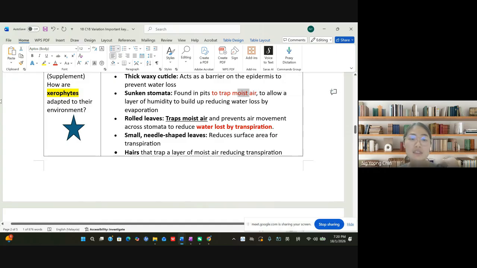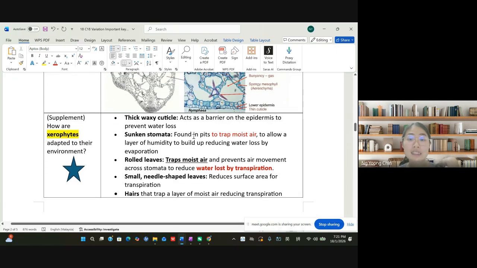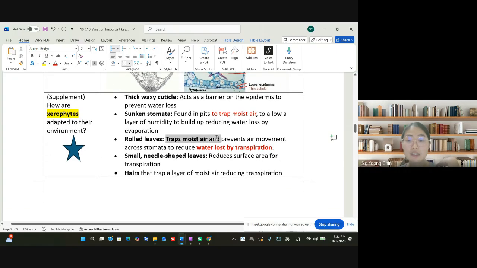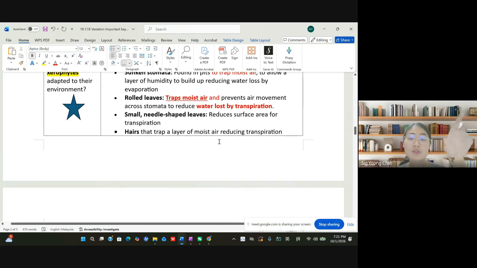And then this xerophyte has a rolled leaf. The rolled leaf looks like a needle, or sometimes you call it a needle-like leaf shape. So this rolled leaf can help to trap the moist air and prevent air movement across the surface to reduce water loss by transpiration. Just like the sunken stomata, they just want to trap the moist air and conserve the water vapor inside. And then they have a small needle-shaped leaf. This helps to reduce the surface area for transpiration.